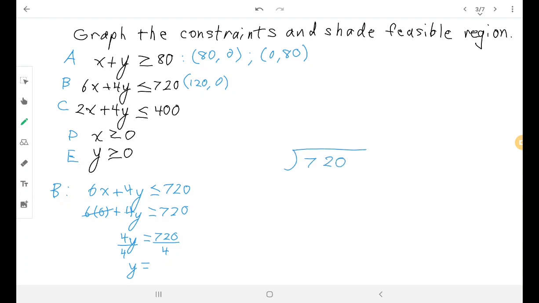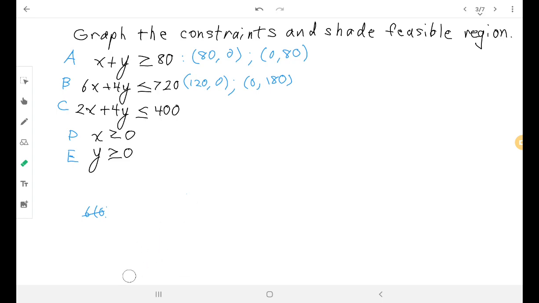Let me do some side work here. That would be 1, bring down the 4, subtract, get 3, bring down the 32. 32 divided by 4 is exactly 8, so 180. Okay. So our y-intercept is an x value of 0, a y value of 180, and that's B.